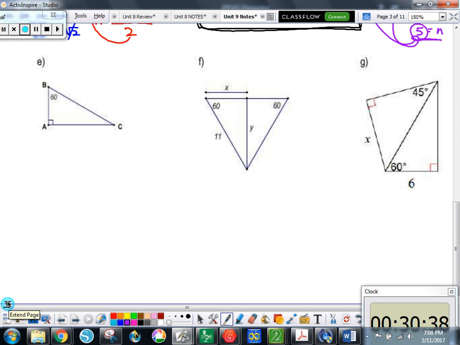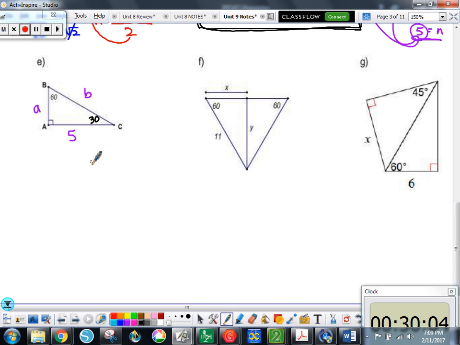Oh, part E, there's no numbers. Okay, for part E, pretend like this said 5. Okay, so I've got a 30, 60, 90. Across from my 30 is n. Oh, we need more than that. Okay, sorry, typo. Pretend like this says 5. This says, I don't know, I guess a, and this says b.